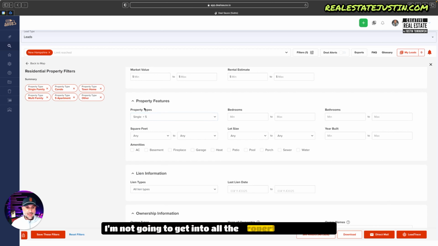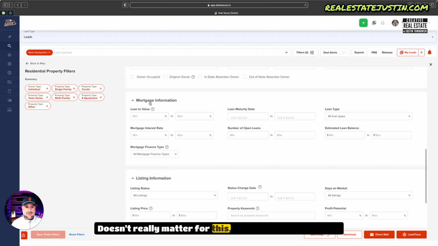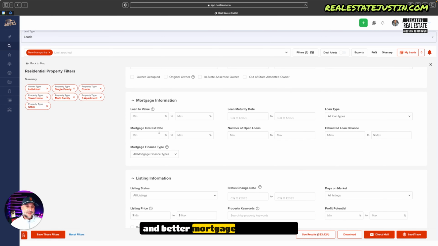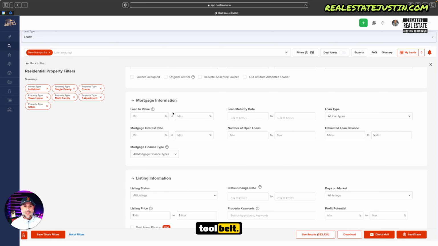I'm not going to get into all the property types here. Ownership type, let's go individuals. Doesn't really matter for this, but we're getting better and better mortgage information. More importantly, I'm a creative finance expert, trained by Pace Morby, the leading person doing this, whose software this is. And what better information and what better creative finance software to have than DealSauce. We're going to have more and more creative, inspired things. Although not everyone's cup of tea, I just want to make sure it's in here for everyone to deploy creative strategies, because it's just another tool in the tool belt.